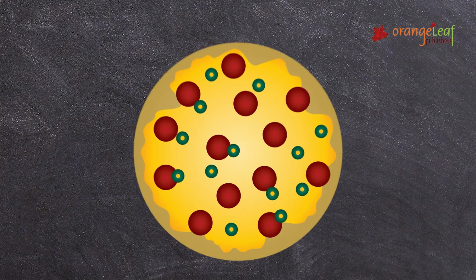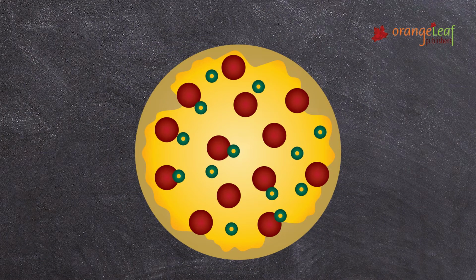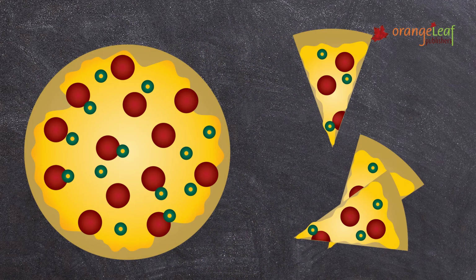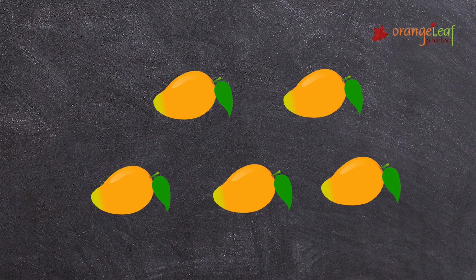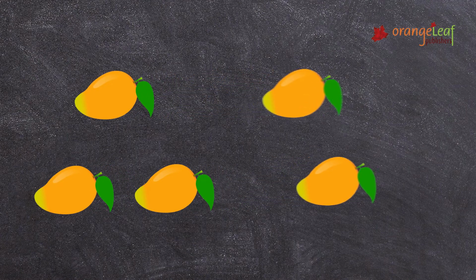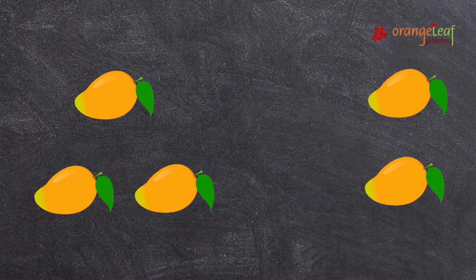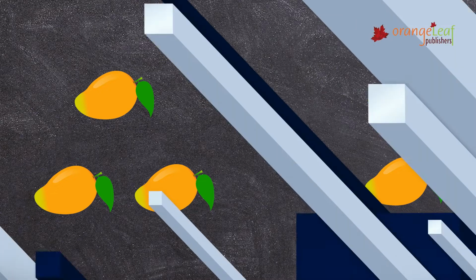Let us look at some examples. This is a pizza. This pizza is one complete whole. We can make parts of this and take pieces of those parts. In another example, we have a collection of mangoes here. Now, we can take a part from this collection by picking out the mangoes.